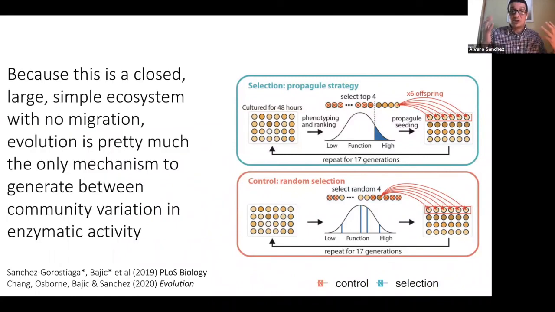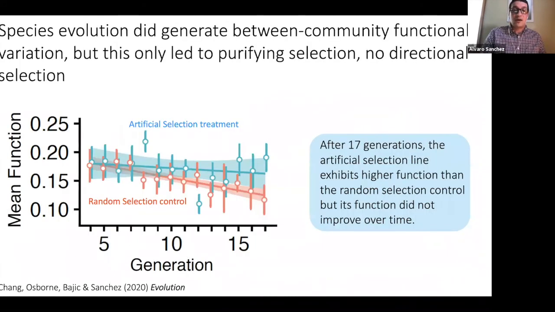Now, there's no migration in the system, and this is the propagule strategy, which we have already shown shouldn't generate a lot of variation ecologically speaking. So evolution is the primary mechanism that can generate variation between our communities. We plot here the mean function in our communities as a function of generations for the random selection control here, in red, and the artificial selection treatment in blue.